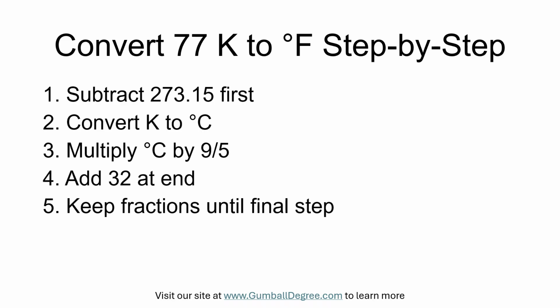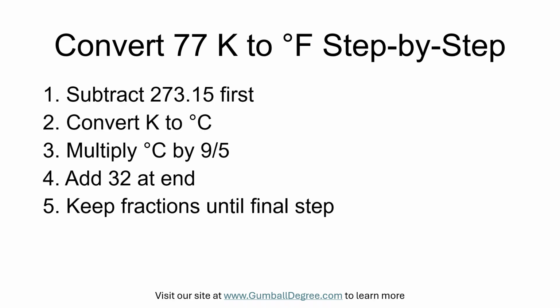Think of Kelvin like a temperature scale that starts at absolute zero, and Celsius like a scale we use every day, and Fahrenheit like another common scale. To go from Kelvin to Fahrenheit, you first move Kelvin to Celsius by taking away 273.15 because Kelvin and Celsius are shifted by that amount. Then you stretch the Celsius value by a factor of 9/5 because Fahrenheit degrees are smaller. And finally, you shift the result by adding 32 since the 0 points differ.